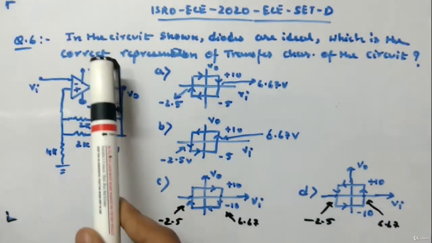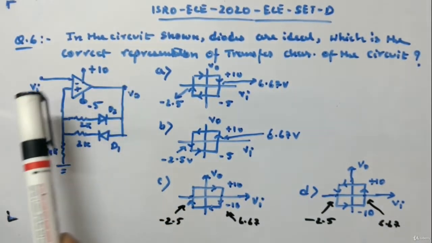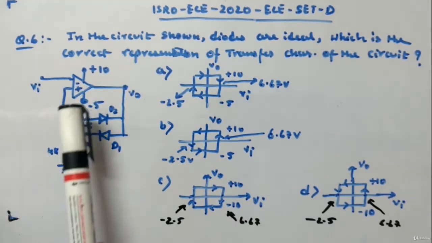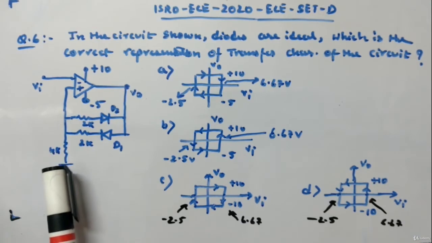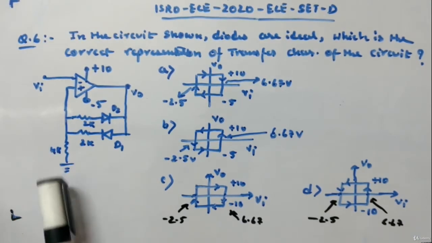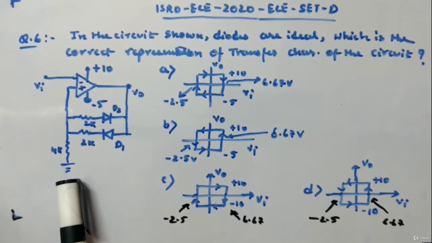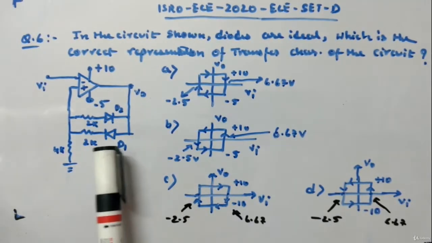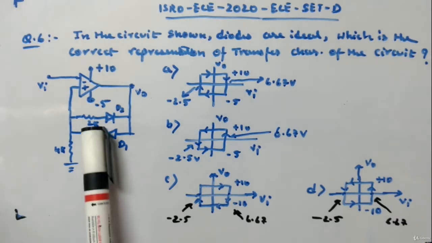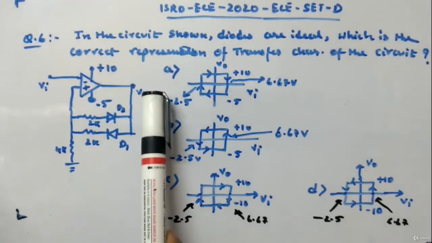This is an op-amp, plus 10, minus 5 volt. Vi is given to the negative terminal. The positive terminal is connected to a 4 kilo ohm resistor, and it is connected to ground. Then there are two diodes, D1 and D2, PN. This is a 2 kilo ohm resistor, and this is V0.